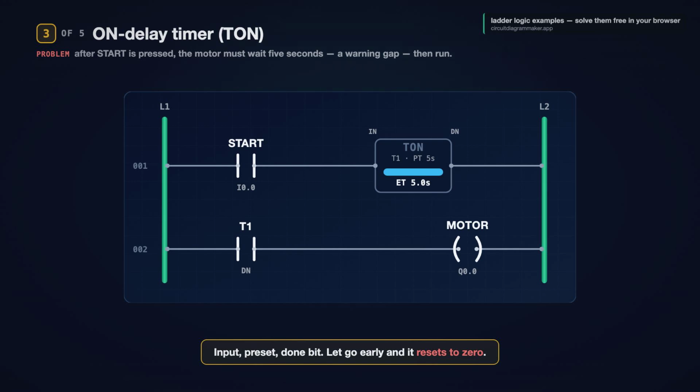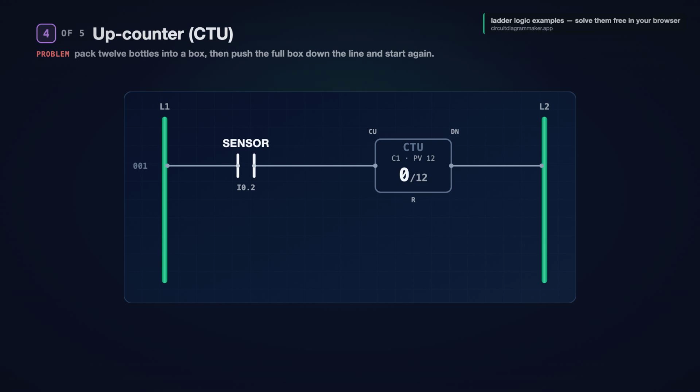One more detail. The accumulated value is stored as a number, so you can show a live countdown to the operator. Many panels display exactly this timer. On-delay timers are everywhere. Star-delta starts, pump lead-lag, conveyor warnings. The pattern never changes. An input, a preset, a done bit.